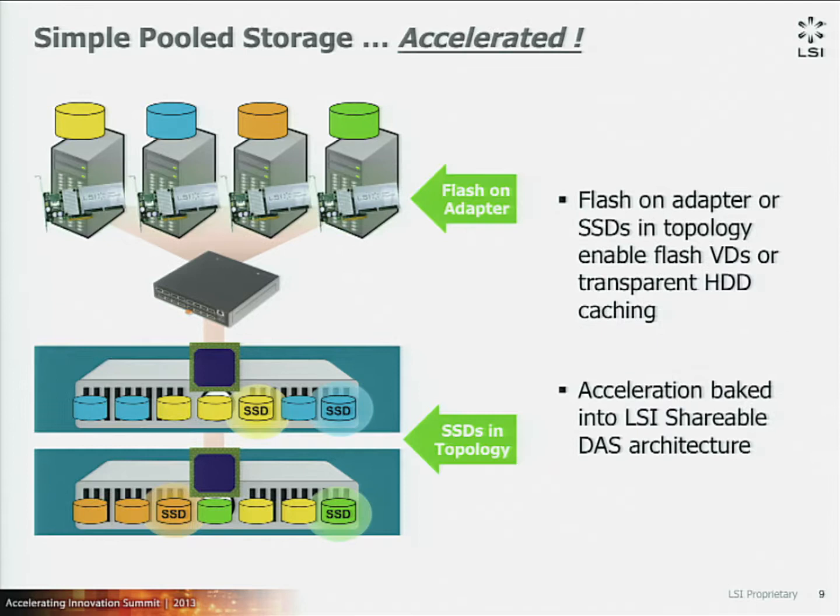So the next step here would be, how can we accelerate this? So what if we just take flash and we put flash, say, on the adapters in the servers, and maybe we also put flash inside the topology. So we have flash or SSDs inside the JBODs, and we have flash on the adapters. Well, now we've got a model where we can run the same applications we've had with the same disk drives, but we put flash and we can transparently accelerate this.